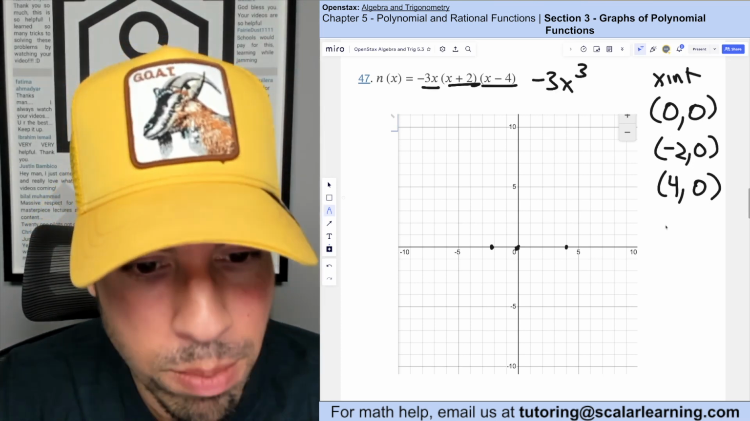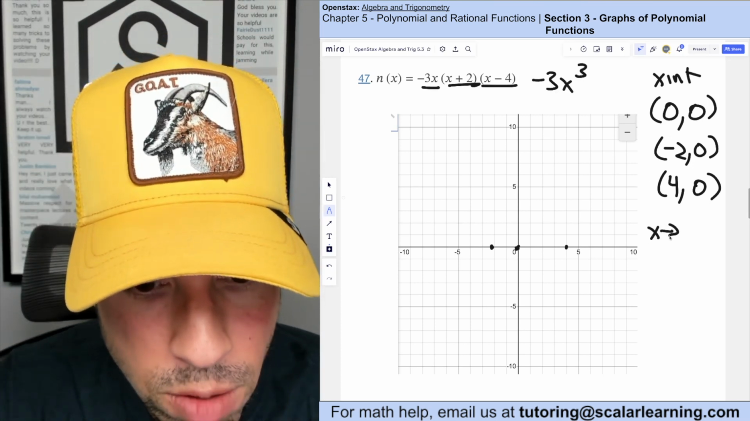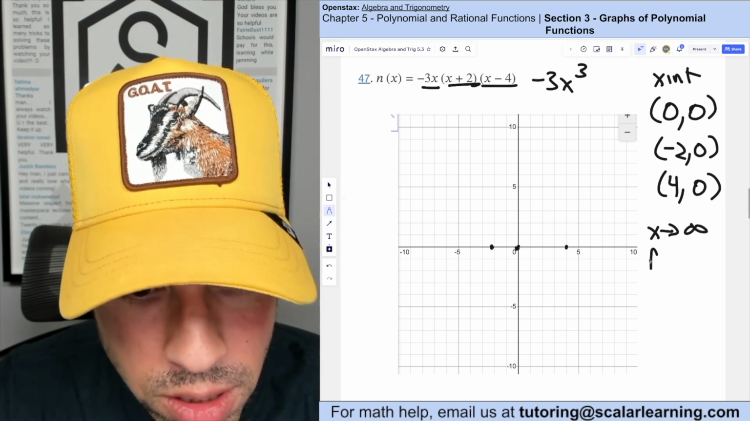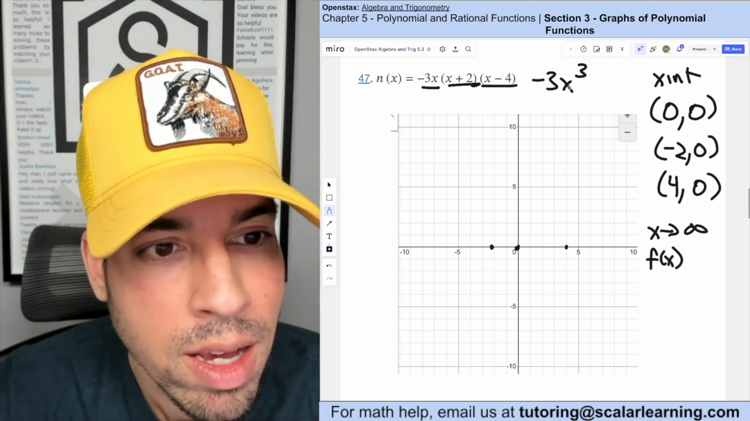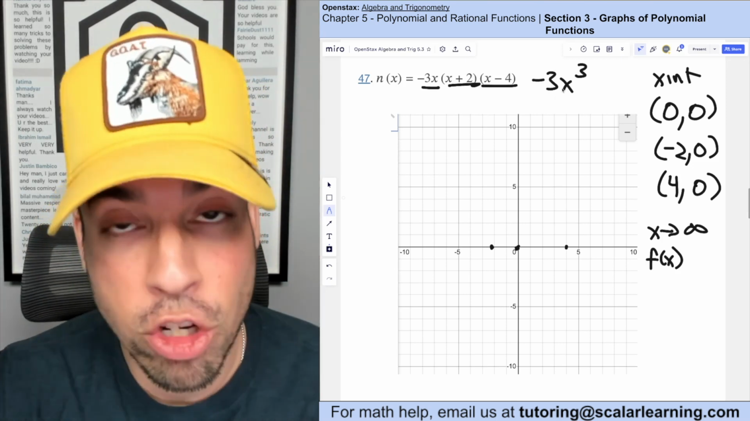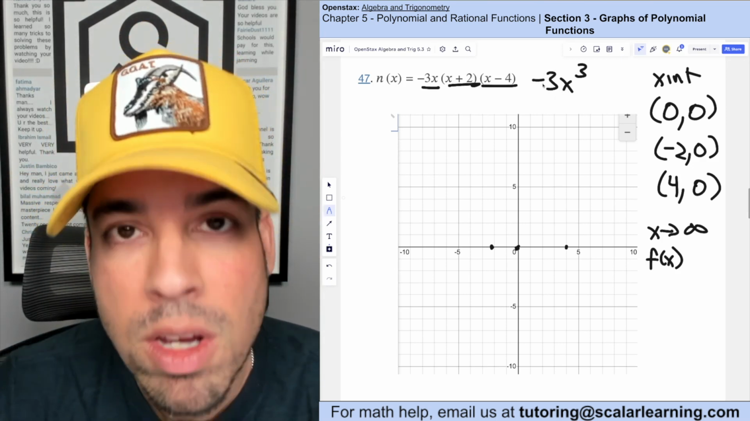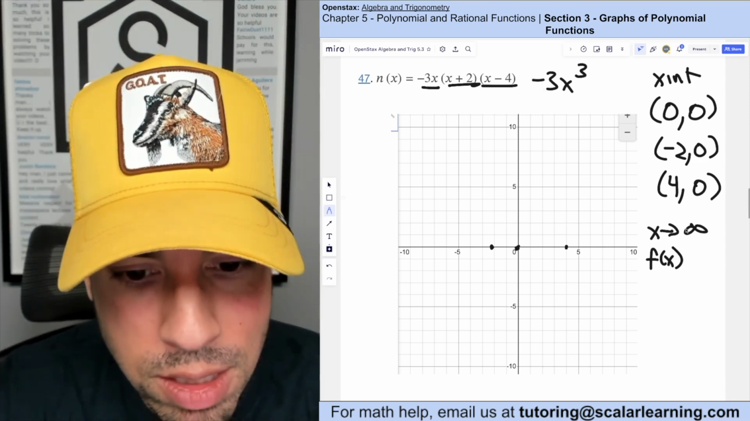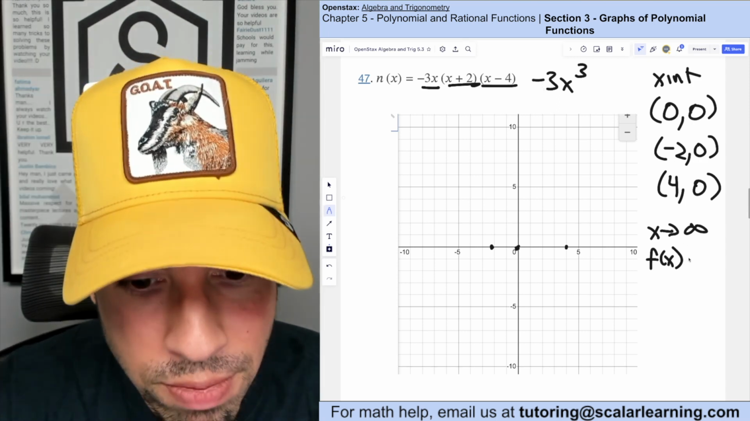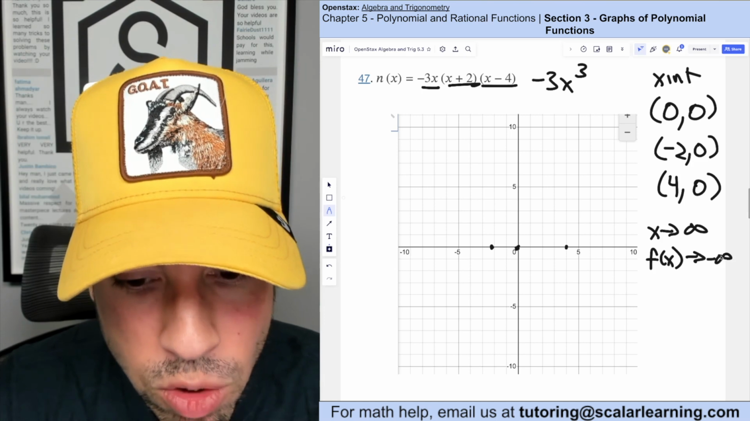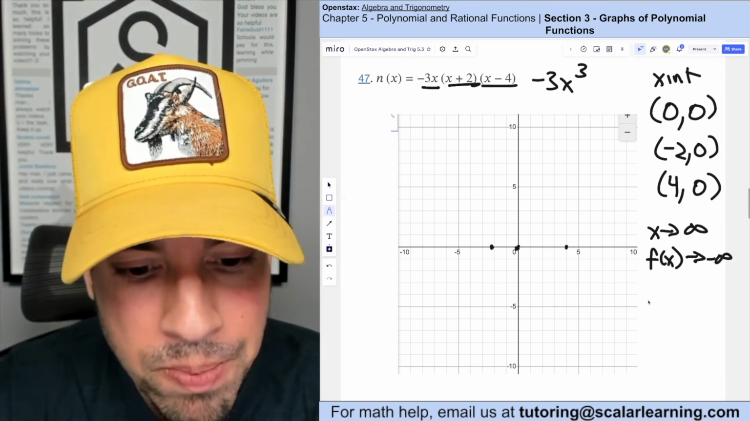Now, this negative is important because as x approaches positive infinity, what's going to happen to the function value? Well, x is going to get really, really big. You're going to cube that large number. It's going to get bigger. But then at the end, you're multiplying by a negative. So it's going to be negative, which means as x approaches positive infinity, the function value is actually going to go negative towards negative infinity.